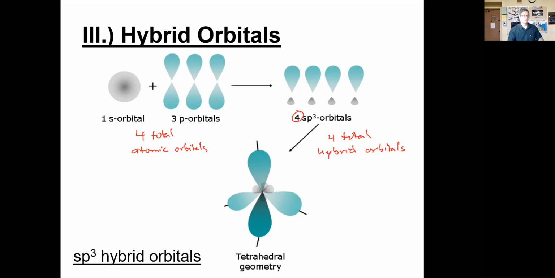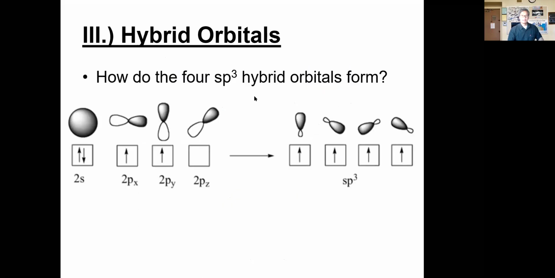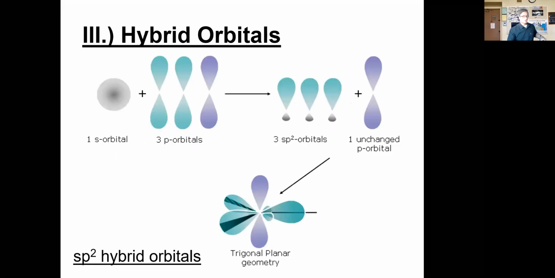Let's go ahead and take a look at sp2 hybridization. Now sp2 hybridization still involves an s orbital and p orbitals. Make sure you keep that in mind. So you still have s orbitals interacting with p orbitals. But what you're going to notice here, and I want you to draw your attention to this again.